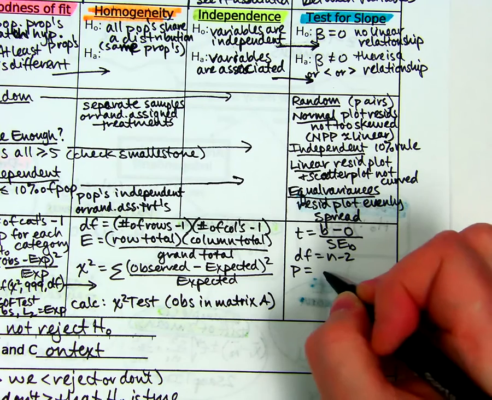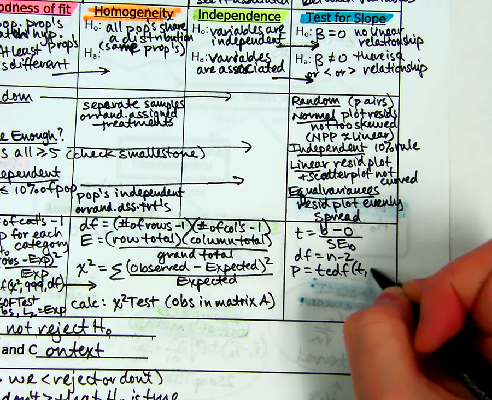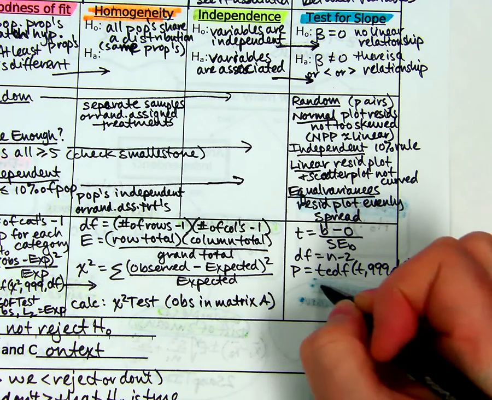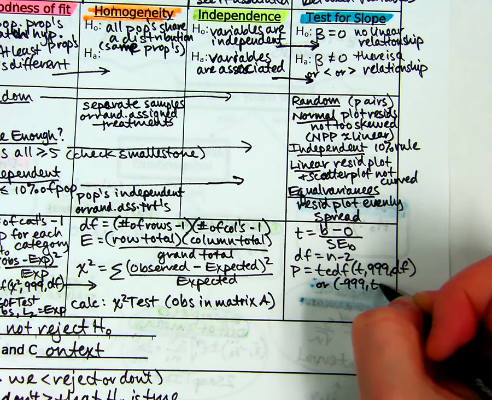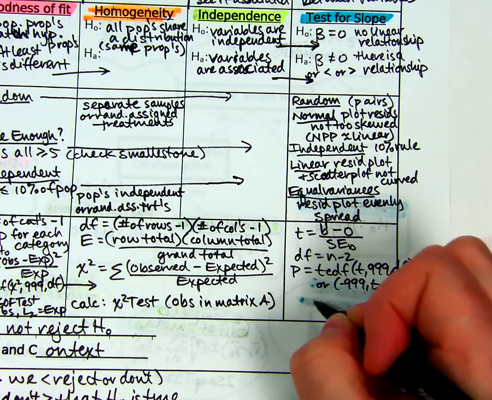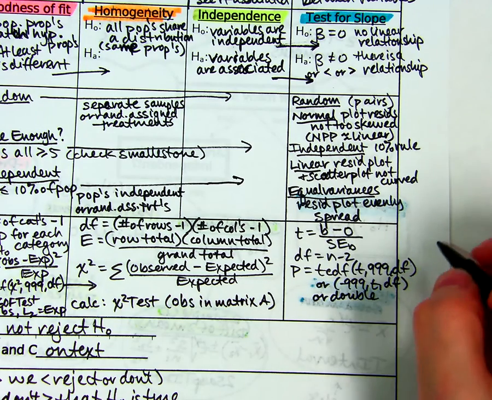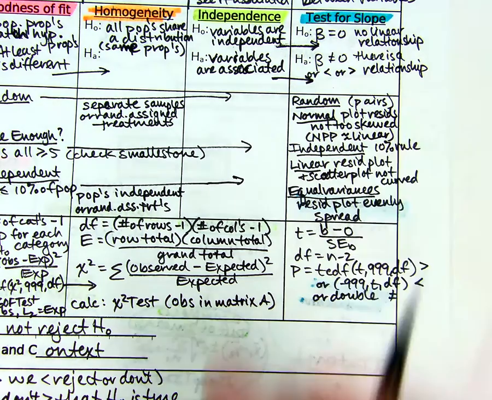P is tcdf, again, seen that before, of either T and 999 and DF, or it might be negative 999 and T and DF, or it might be doubled. This is for greater than, this is for less than, this is for not equals. That's depending on your alternate.